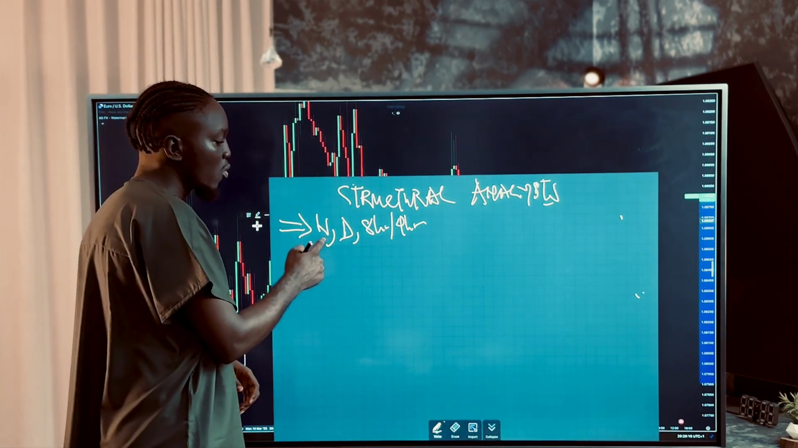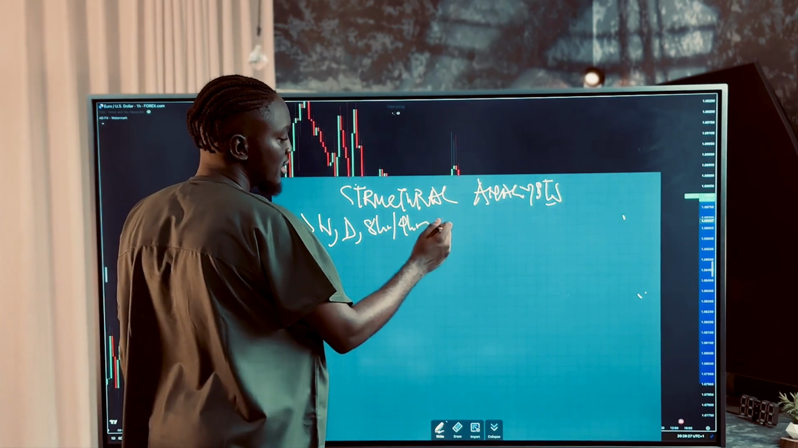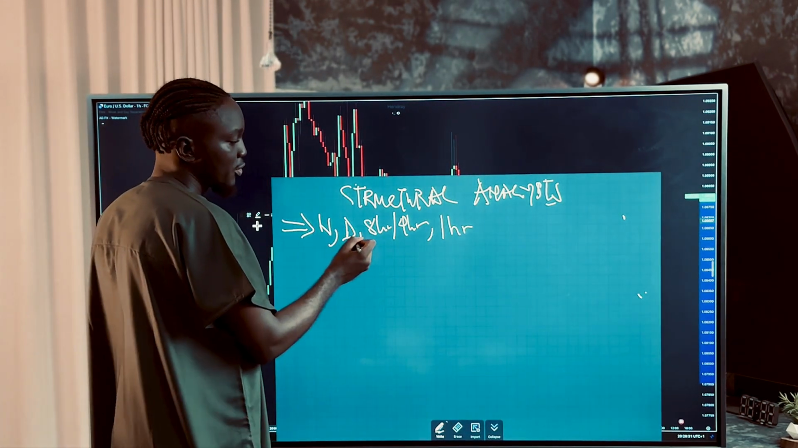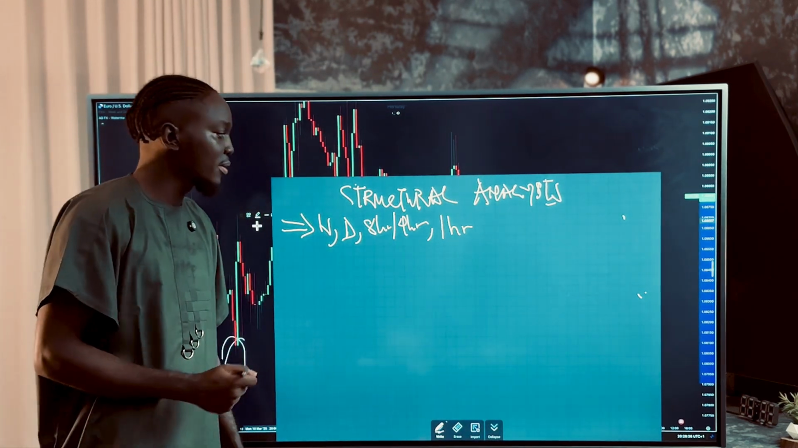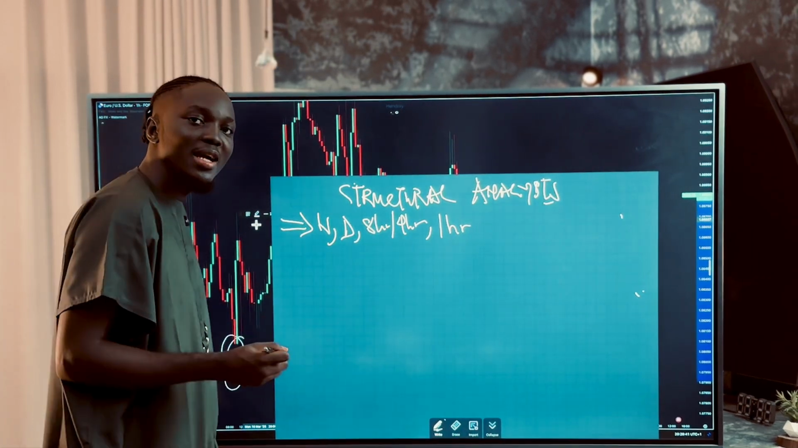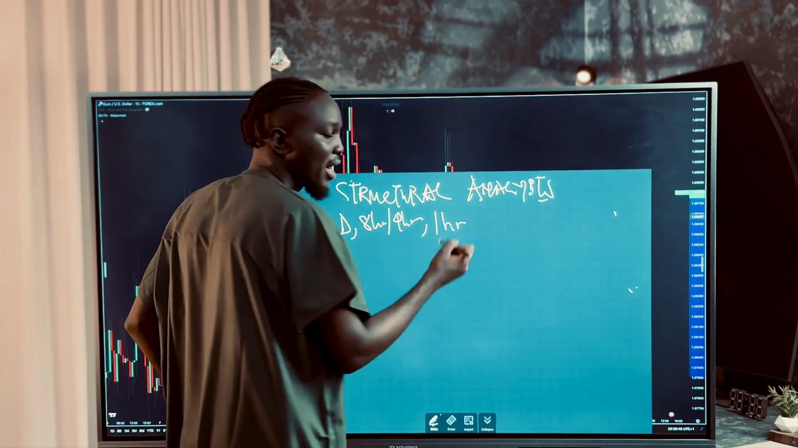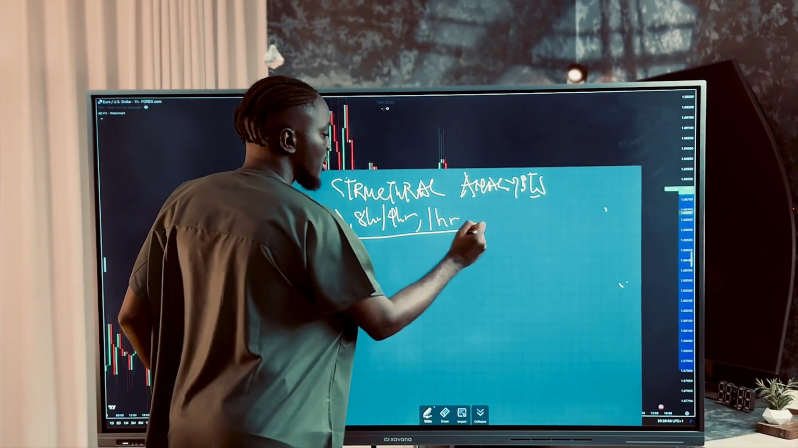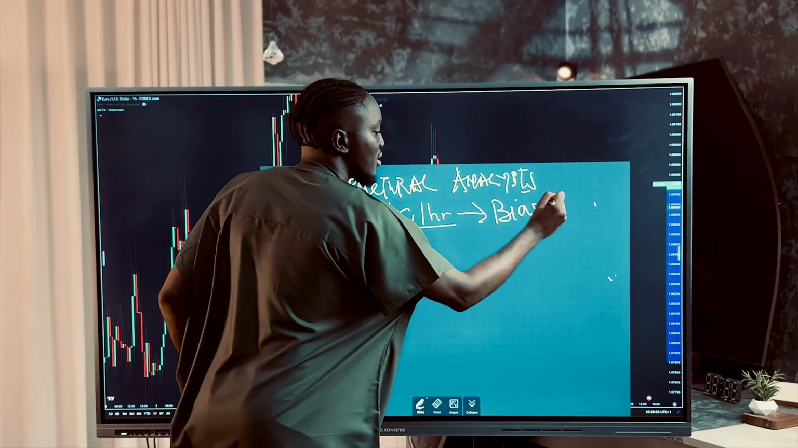So we have 1, 2, 3. The next one we will look at is the 1 hour time frame. Now we have 1, 2, 3, 4. Now we have 4 time frames. The last 2 that we will be using are therefore our entry time frames. So let us call these first four our bias time frames.